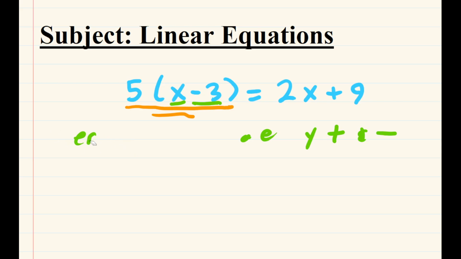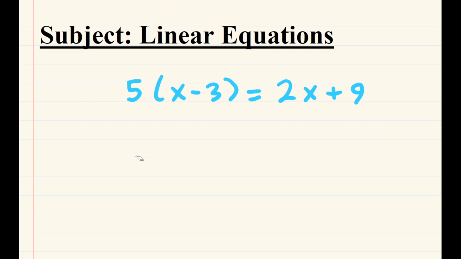So now that we know that, on the right side we can identify two terms right here: 2 times x, 2x, is one term, and +9 is another term. So we've identified all our terms, and that'll be useful for solving this particular equation. So let's go ahead and begin solving this.